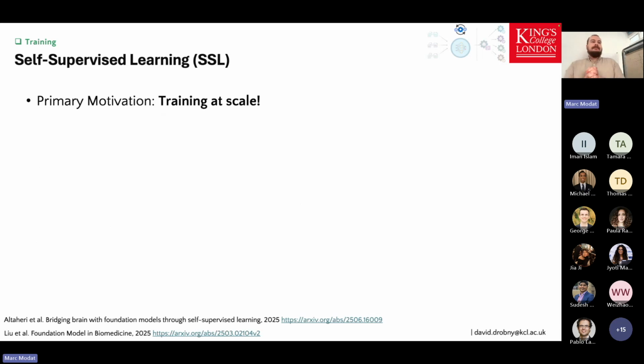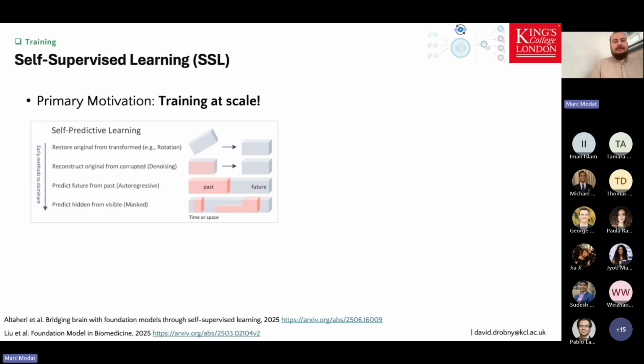Primary motivation is being able to train at scale. If we want to make use of a massive data set, we are likely not going to get very nicely clean annotated data. So if we don't need annotation, it enables us to just use these big data sets. Self-supervised learning, we can split it in the category of self-predictive learning. So for example, we take our data, we apply a transformation and try to recover the transformation. Or we apply noise on our data and try to recover the noise.